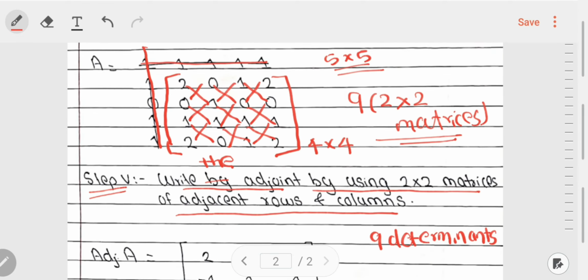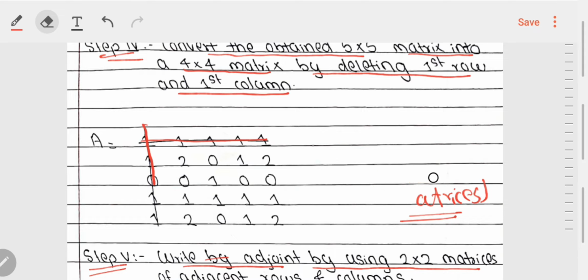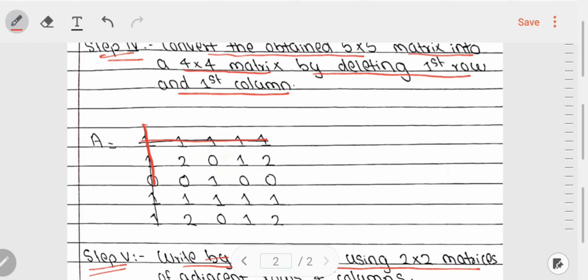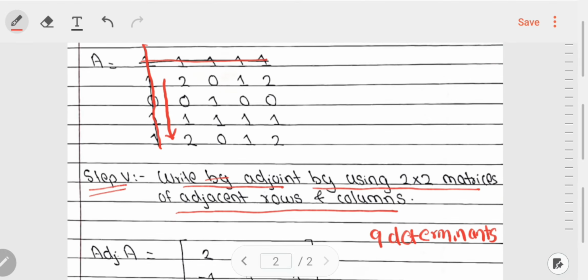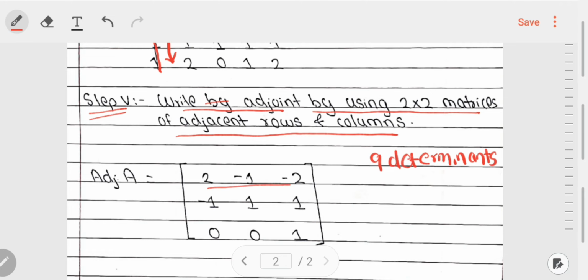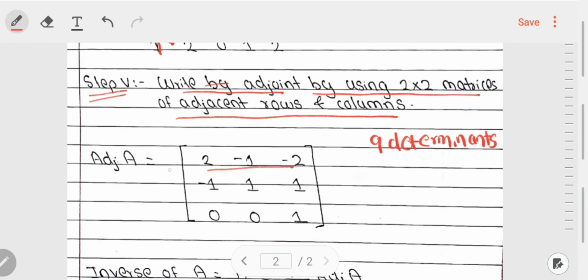Let us check those 9 2 cross 2 determinants. I'll just erase this so you can see it comfortably. What I'm going to do over here is find the determinants of the 2 cross 2 matrices column wise. If I find the determinants column wise, I have to write them row wise, like this. And if I find the determinants row wise, I have to write them column wise, like this. So let us see.